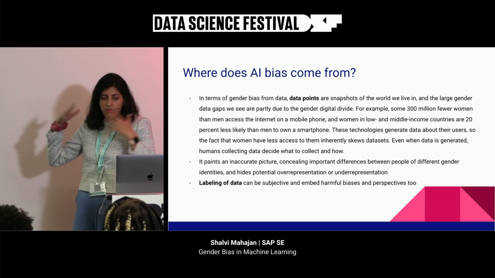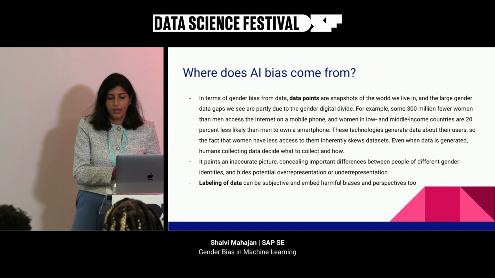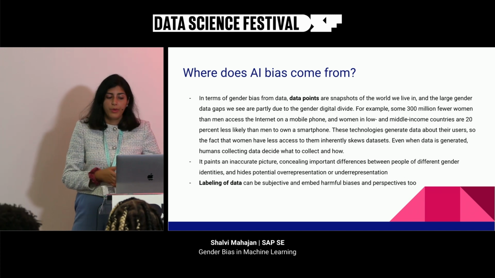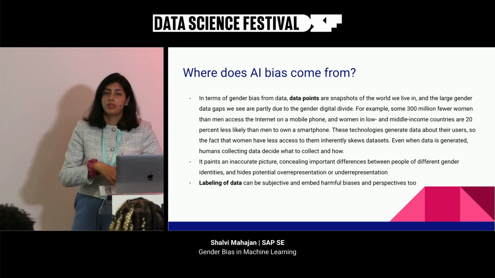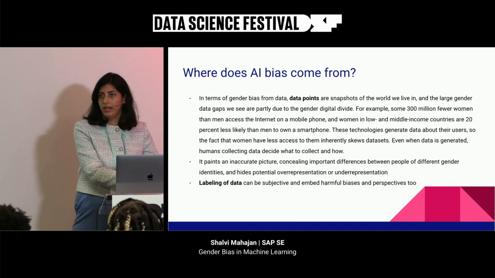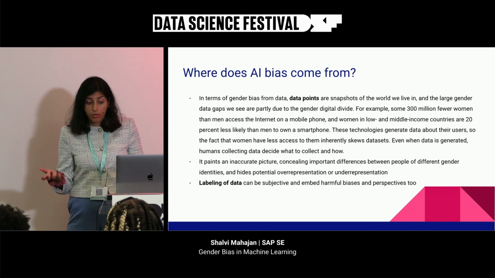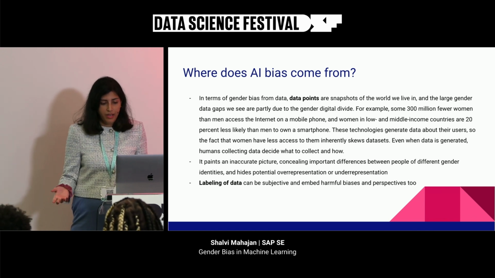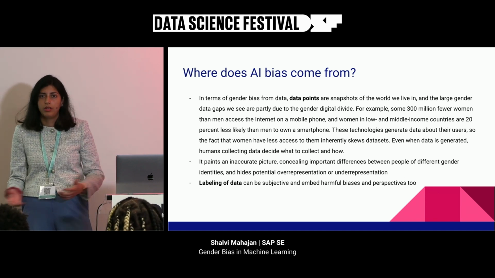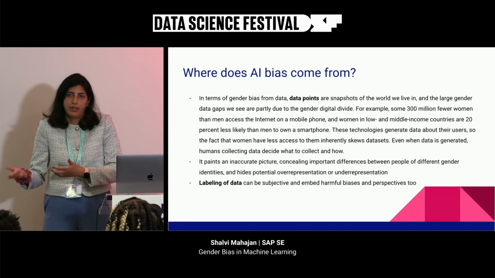And where is this whole bias coming from? So I already talked about the data points. Now in some of the low and middle income countries, women are 20% less likely to own even a smartphone. So the data being collected is already mostly for the men. There is a lot of skewed data that we have, and women's data we don't have, the other genders we don't have the data at all. So there are very few examples on which our model is being trained and predicting things.